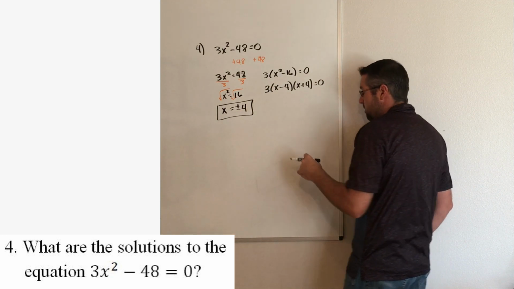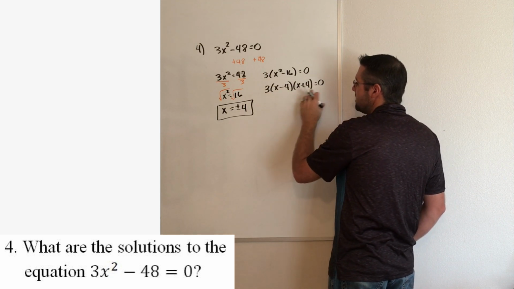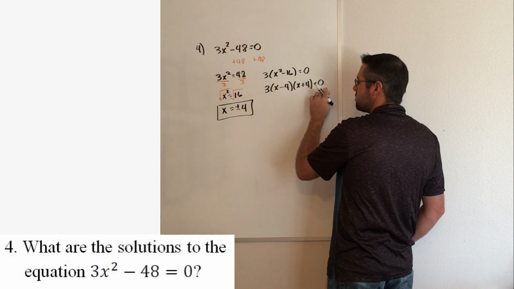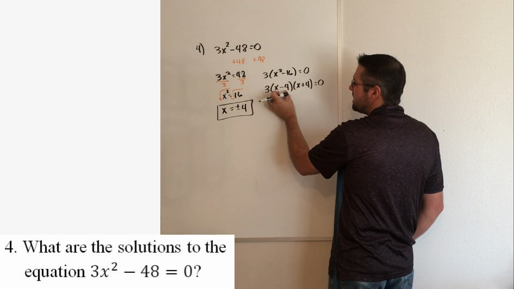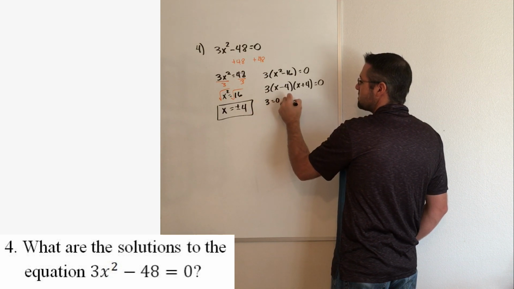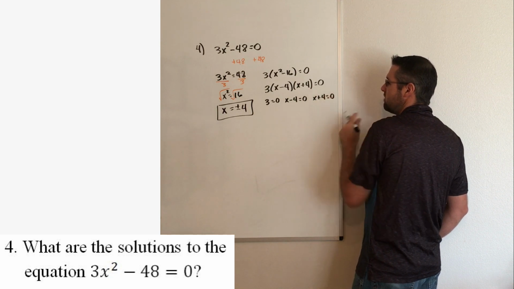Remember, the zero product property said if you're multiplying terms and the result is 0, that means one of those terms has to equal 0. So we set each one of those terms equal to 0. In this case, we have 3 different terms. So we're going to set 3 equal to 0, we're going to set x minus 4 equal to 0, and we're going to set x plus 4 equal to 0, and we're going to solve each one.